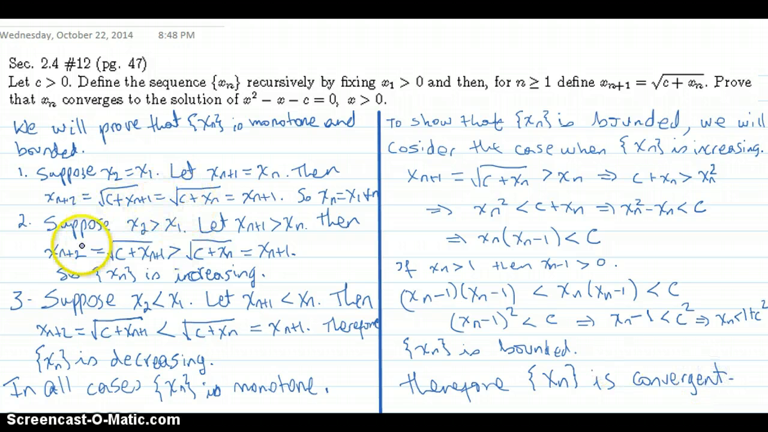So first we showed that x_n is a monotone sequence, and then we showed that it is bounded, particularly if it's increasing. If it's decreasing, it's bounded obviously. If it's a constant sequence, it's bounded. So it is convergent. Now, the next thing to do is to show that the sequence converges to the solution of this quadratic equation.